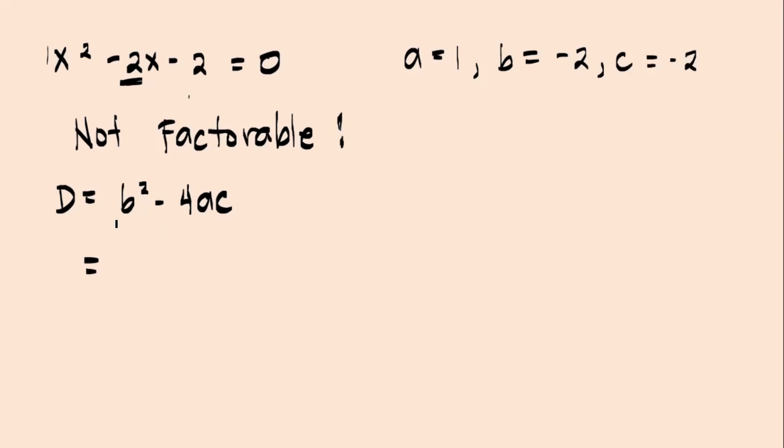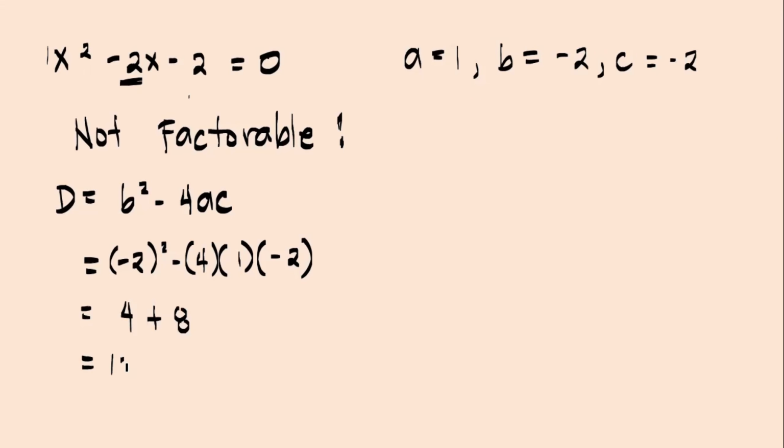So substitute natin. So B squared, we have negative 2 squared minus 4 multiplied by 1 and multiplied by negative 2. That is equal to negative 2 squared, that is positive 4. Negative 4 multiplied by 1, that is negative 4 multiplied by negative 2, that is positive 8. And that is equal to positive 12. So our discriminant is not a perfect square.